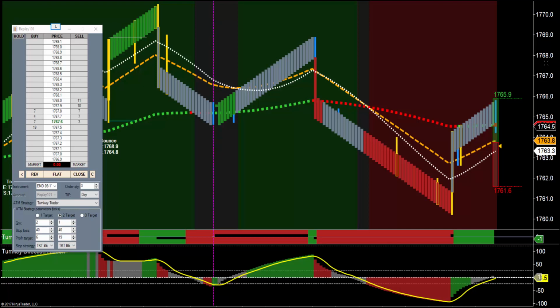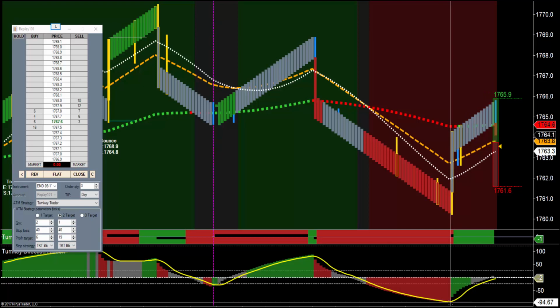Most often you'll see bounce trades happen in this kind of configuration. We just had a nice little short run here. Market reverses, we start trending long a bit. And one of the main things I like to look for is my yellow line down here in the turnkey direction panel.